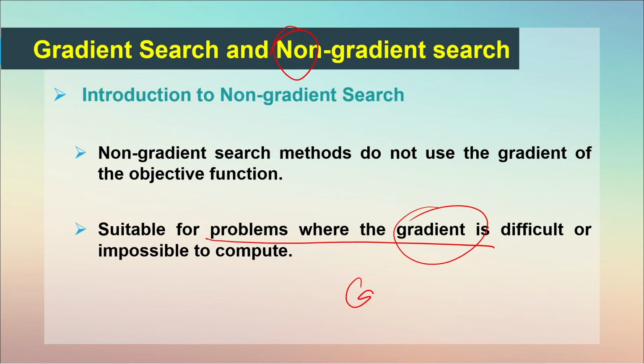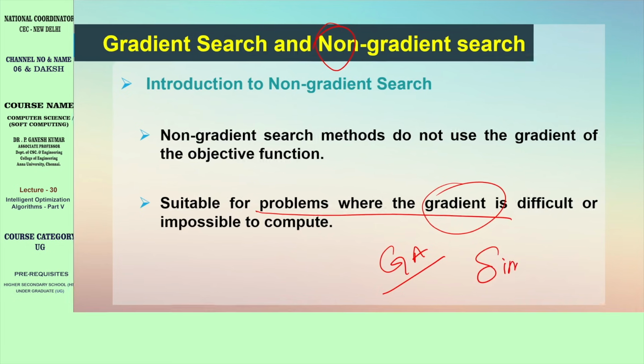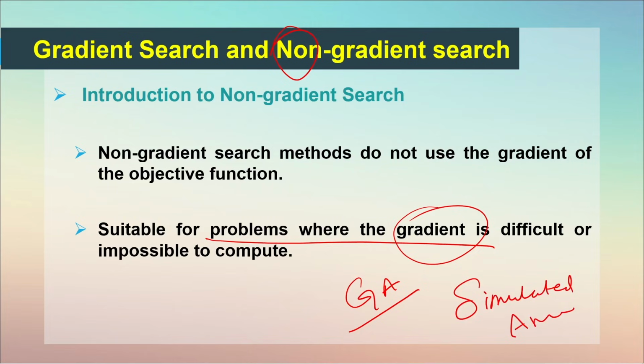The very popular algorithms that come under non-gradient algorithms are the ones that we have discussed already, genetic algorithms, and other related algorithms like swarm intelligence algorithms, which we have discussed: particle swarm, ant colony, artificial bee colony, and so on. All come under this, and particularly the most important algorithm is simulated annealing, called SA. All these belong to non-gradient search based optimization algorithms.